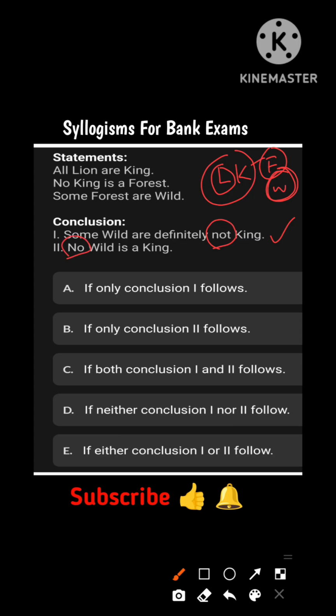Here no. So we check whether some wild can be king. Some part of wild can share with king. It is possible. Some case possible means no case fails. So only one is true here. Option A is the answer for this question.